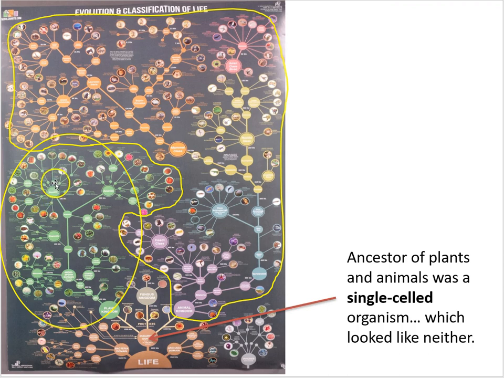But even any particular plant and animal would have a common ancestor. So take any particular animal, travel back down the branch, back in time, and you'll reach a point where the plant lineage also converges. So any particular animal and any particular plant has a common ancestor. It was just very far back in time. And it happens to have been a single-celled organism, which of course looked neither like a plant nor an animal.